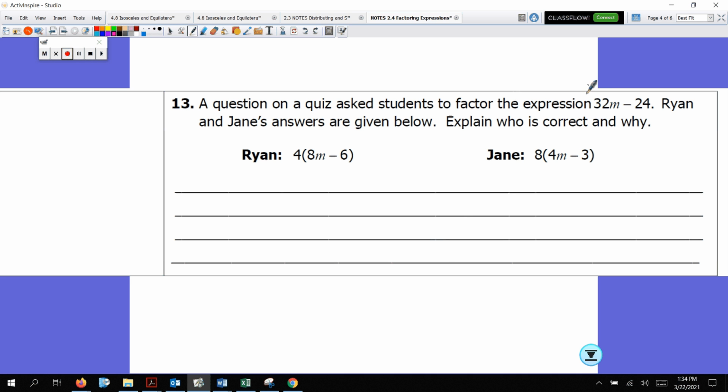So first off, the original expression was 32m minus 24. So I'm going to read the whole thing for you. A question on a quiz asked students to factor the expression 32m minus 24. Ryan and Jane gave their answer below. Explain who is correct and why. Okay, so what I'm going to do is I'm just going to copy this problem on the side, right? 32m minus 24. I need to know what is the GCF.